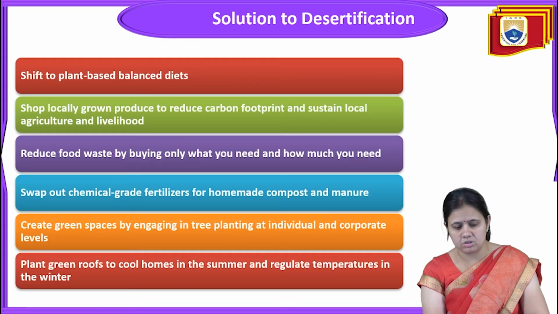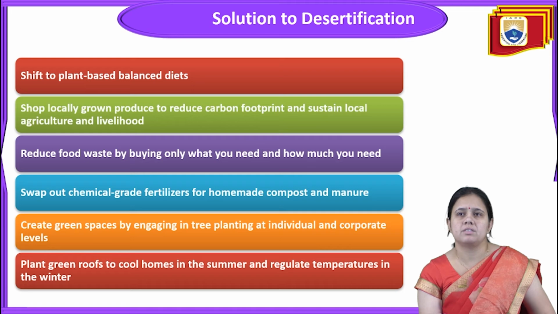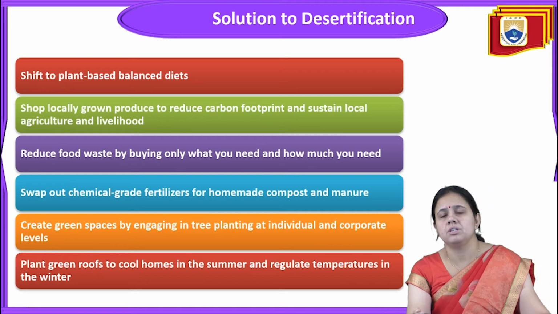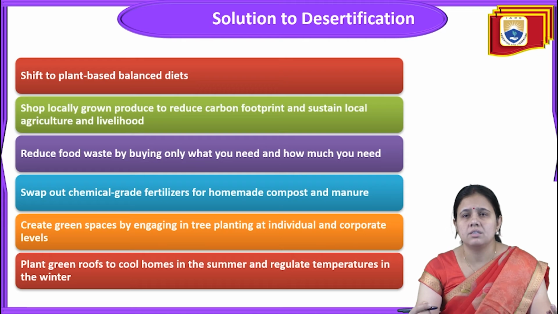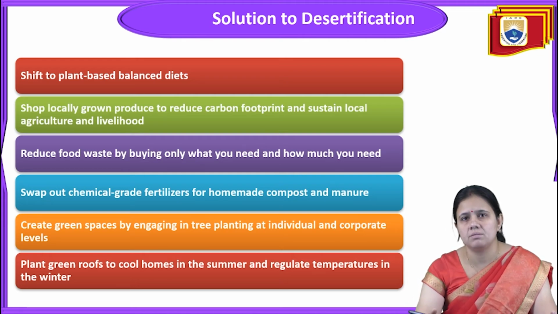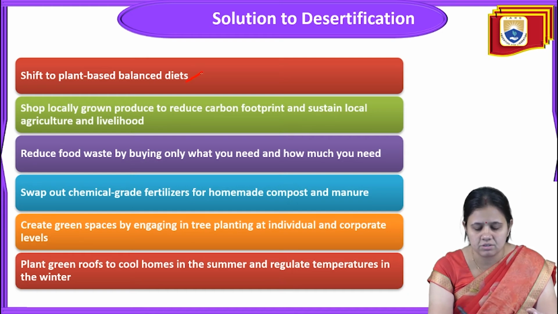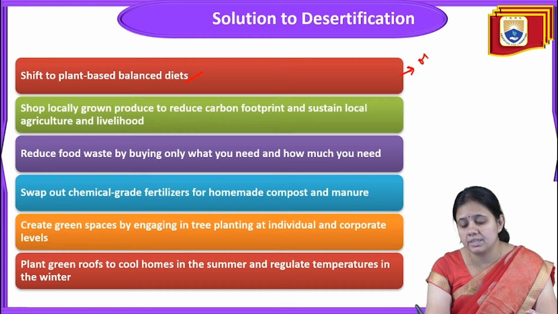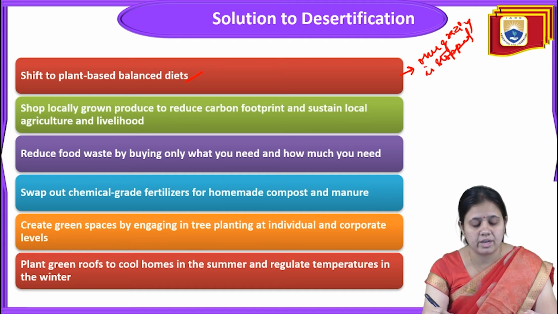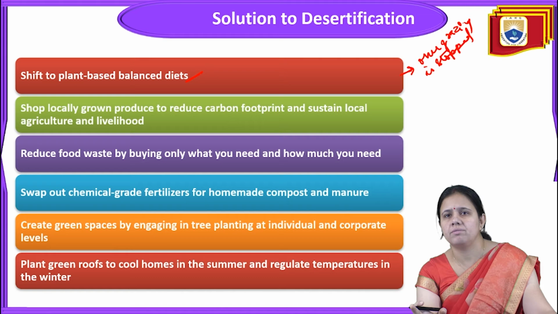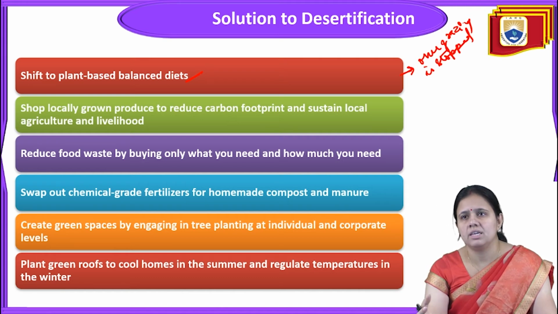Now comes the next topic: what will be the solution to this desertification? Desertification can be stopped by shifting to a plant-based balanced diet. If we shift to a plant-based, vegetarian diet and stop eating non-veg, then fewer livestock are needed, and overgrazing is stopped.